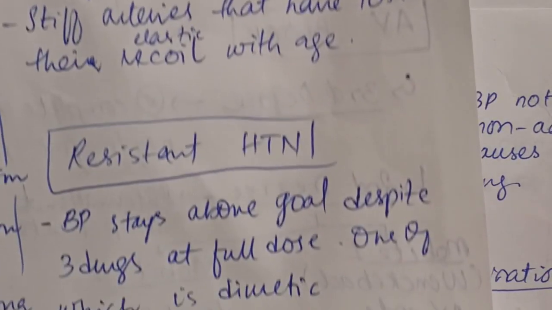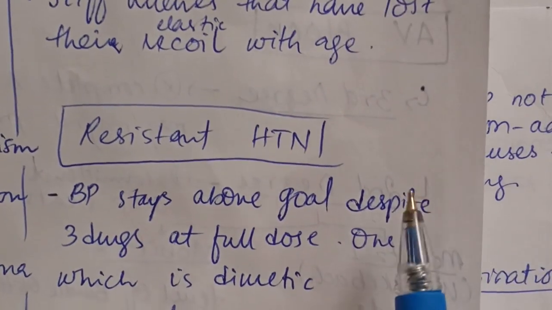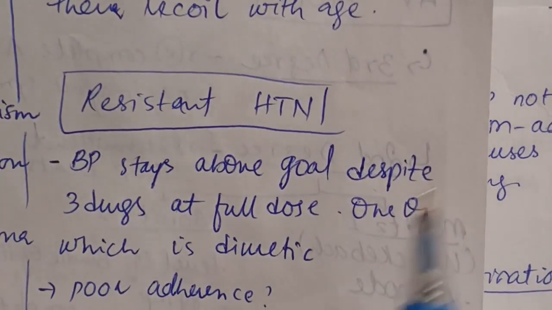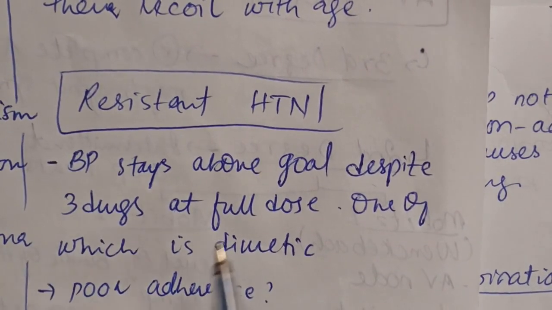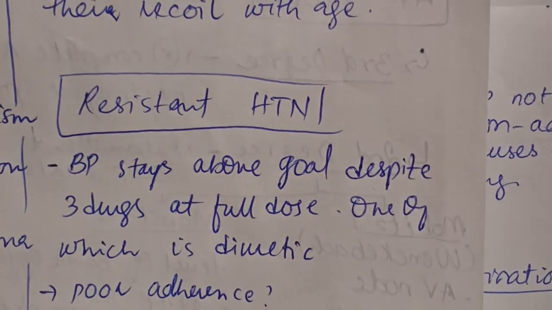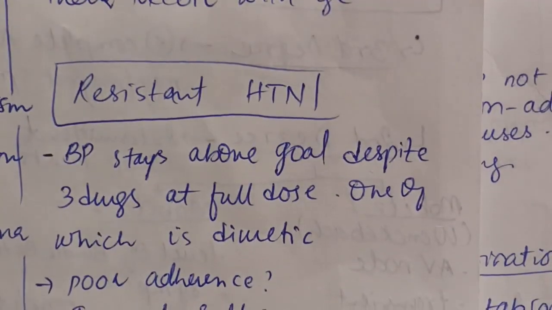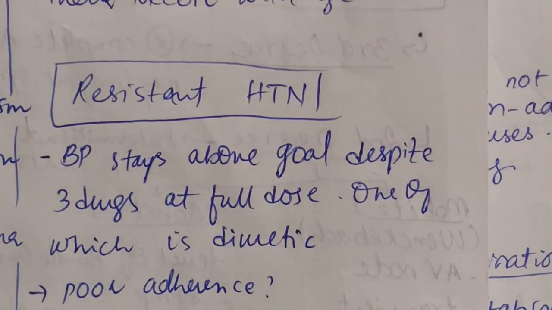Then we have the resistant hypertension. Resistant hypertension is actually when the BP stays above the goal despite three drugs at full doses. So if the question comes to you that the patient has already been given three antihypertensive drugs, what should you do next? First, we have to make sure that those drugs were given at the full doses. So it is important that resistant hypertension is diagnosed when the BP stays above the goal despite three drugs at full doses, and one of which is a diuretic.